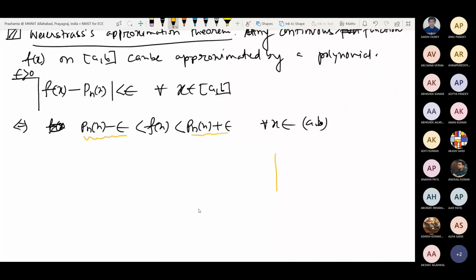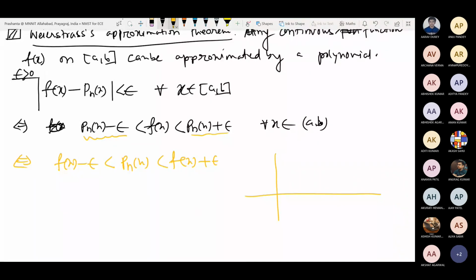So if you plot it, or rather let me write it down, the same thing I can write this way: f of x minus epsilon less than P_n(x) less than f of x plus epsilon. Both are the same. So f of x is known to you, that was the given function. Epsilon is chosen by you, a quantity greater than 0. So f of x minus epsilon is a known function to you, and f of x plus epsilon is another function known to you.